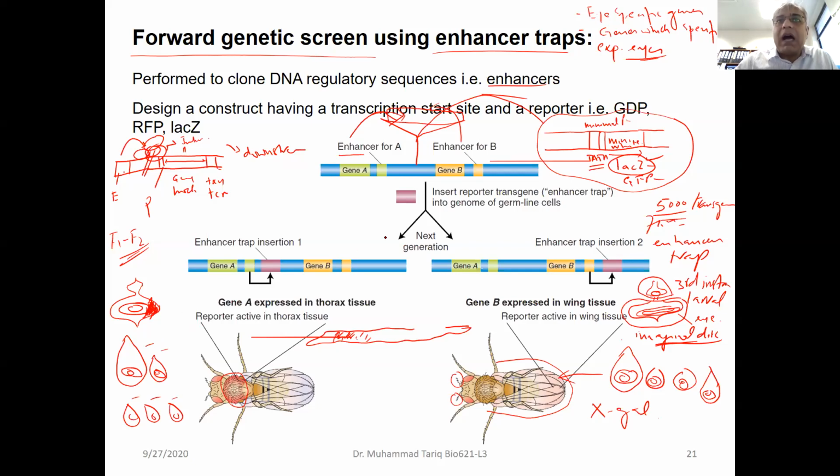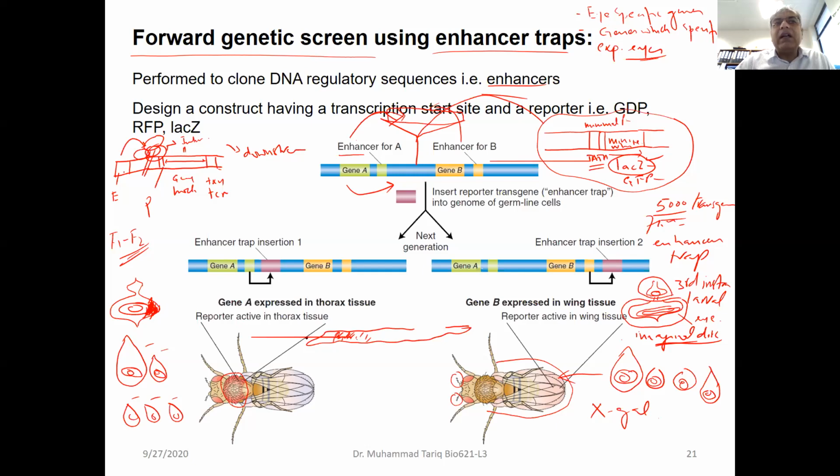So you will say my transgene construct of the enhancer trap has actually landed in a region where an enhancer is present, and this enhancer is normally acting on eye-specific genes. It is an eye-specific enhancer.